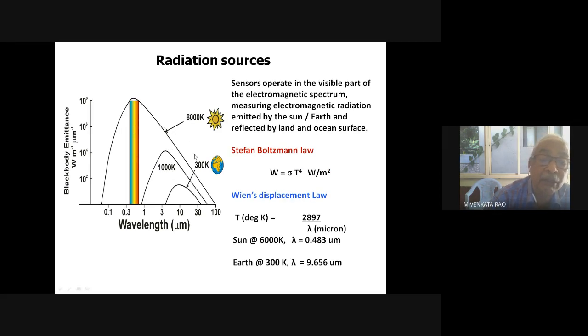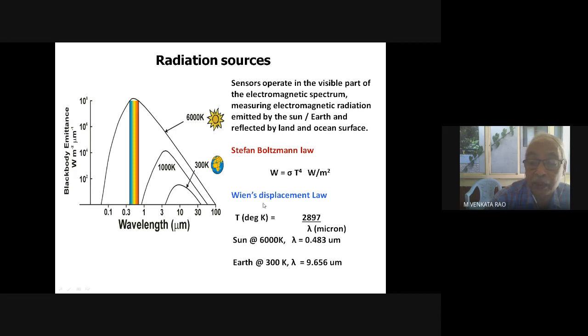If you want to make any calculations, that is quantitative remote sensing. You have to quantify how much energy is coming and falling on the Earth, how much is reflected, and how much energy is reaching the sensor on the satellite. For that type of calculation, you have to use this.